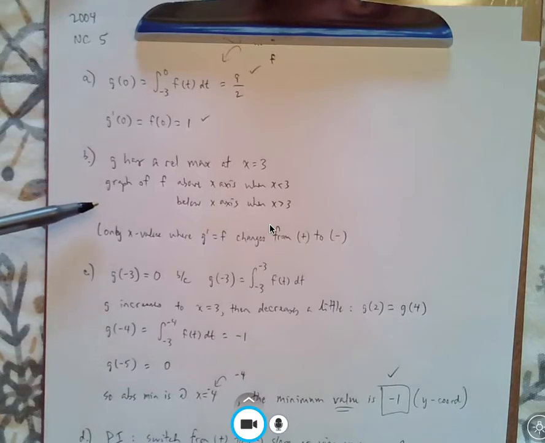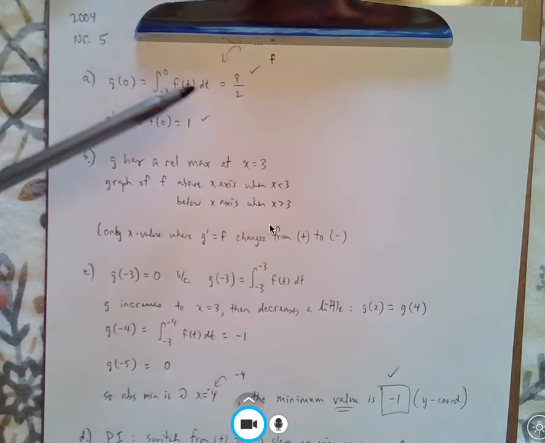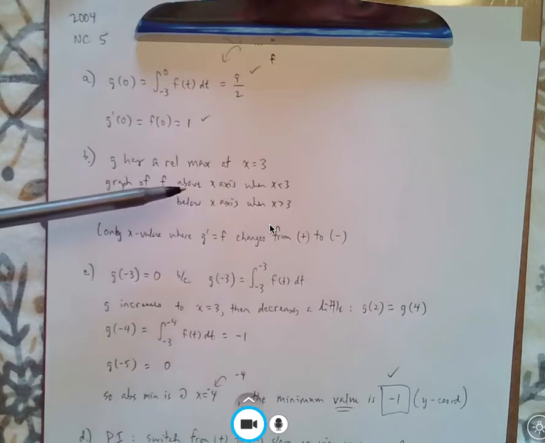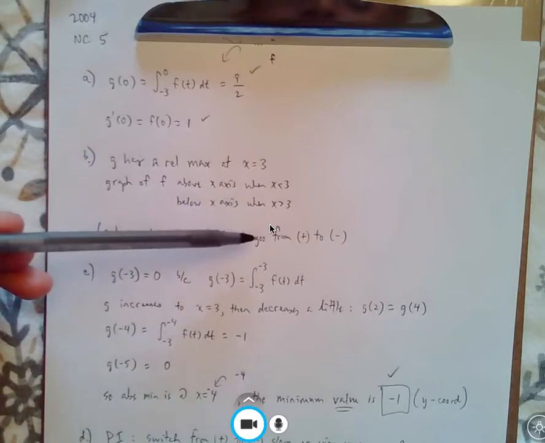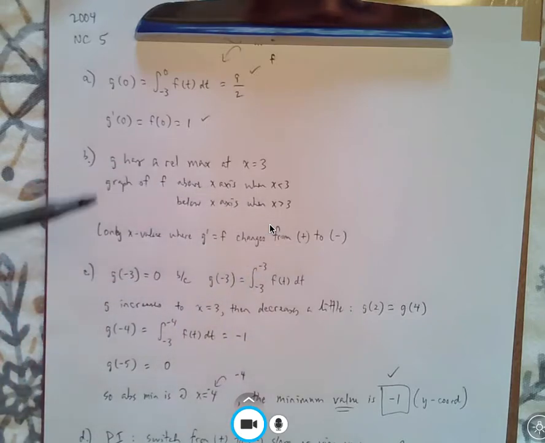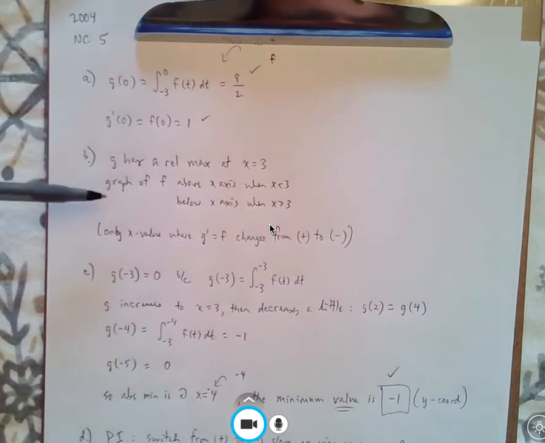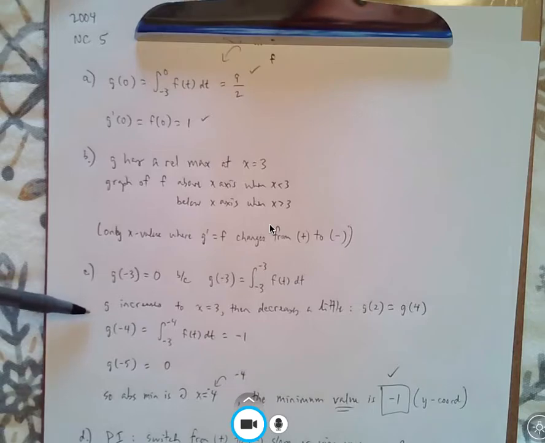Letter B, there's a relative max at x equals 3 because the graph of f is above the x-axis when x is less than 3 and below the x-axis when x is greater than 3. It's the only x value where g prime equals f when the graph changes from positive to negative. However you want to write it, again, the APs expect a very succinct, solid statement or sentence to justify your answer. Again, pretty traditional here. Letter C, I thought was probably the trickiest of the four.